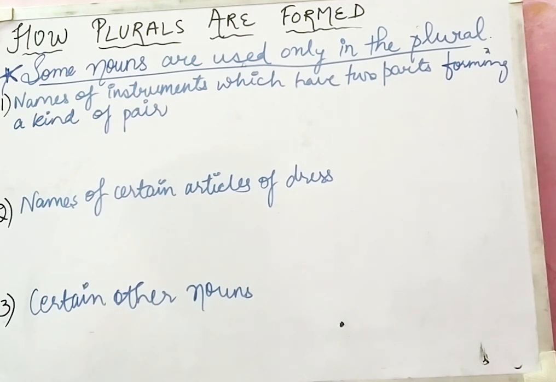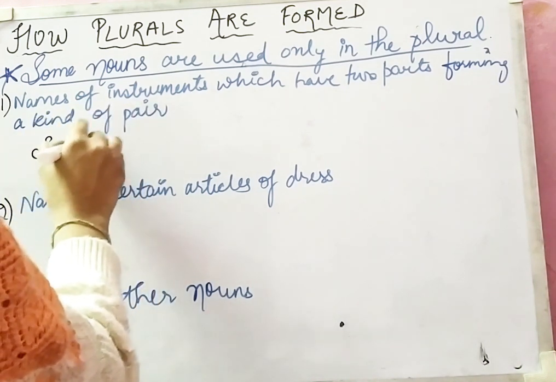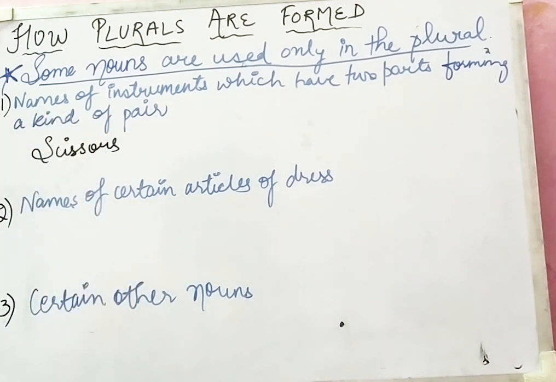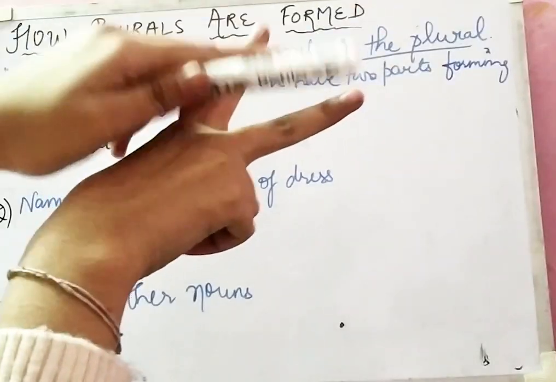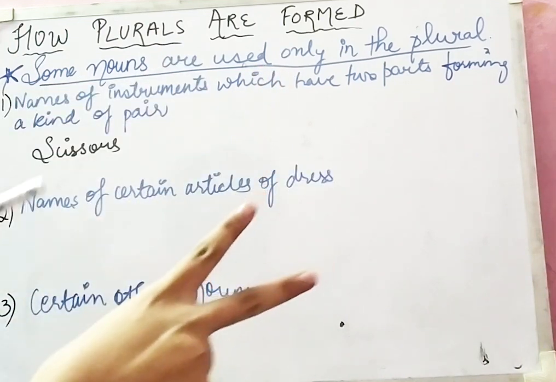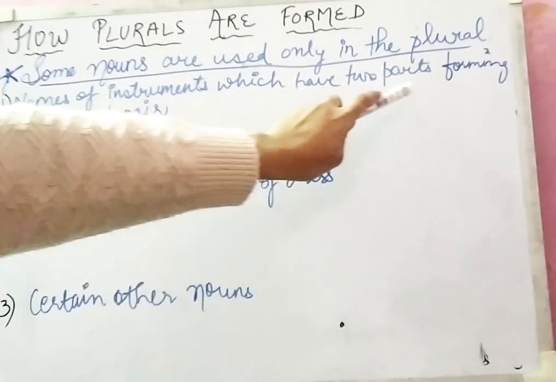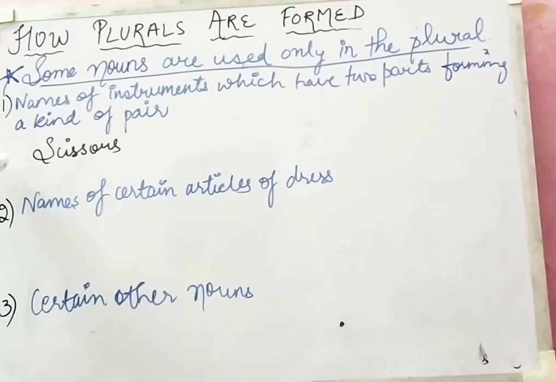So what's an example of this? Like we can say scissors. Scissors have two parts. I can't draw scissors as I am a very bad artist, so I can just do this, like this is two things. Means one is this, one is two. This is a pair. Two parts consisting in one is known as a pair. So scissors have two parts forming a kind of pair.